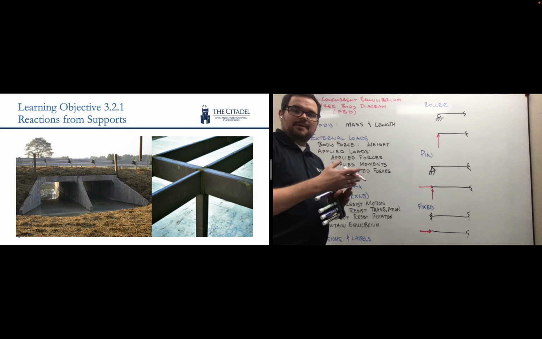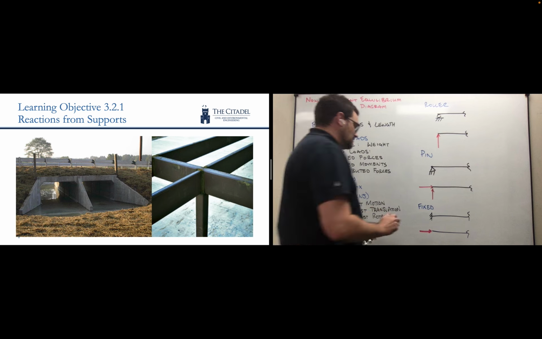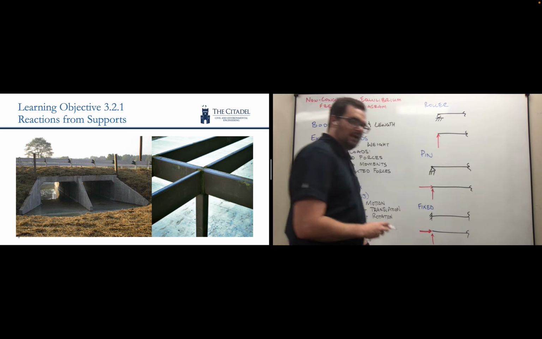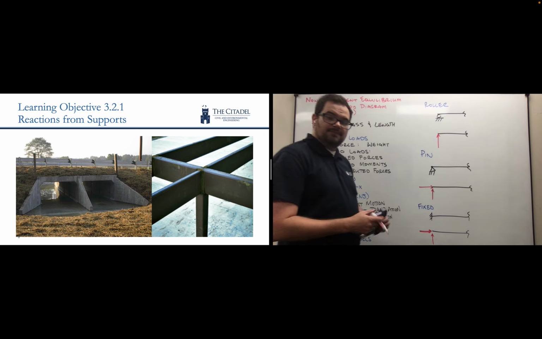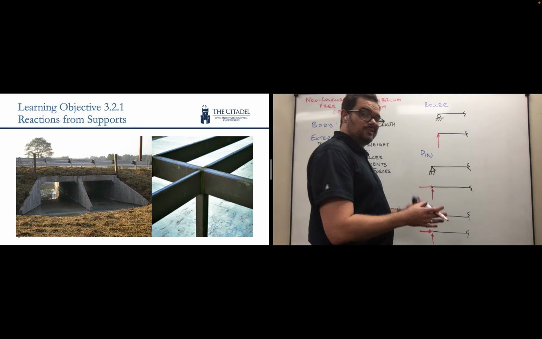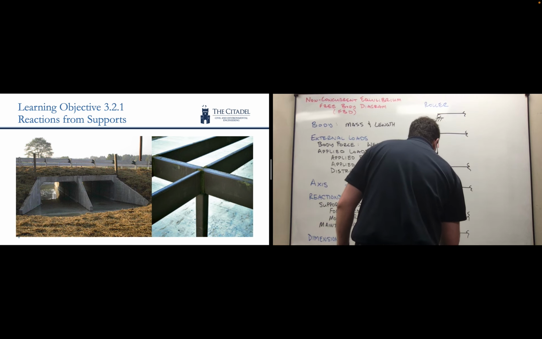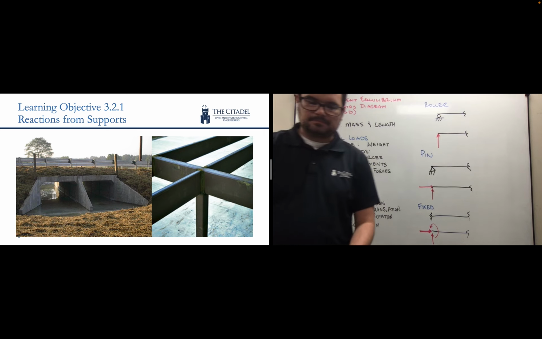Does it resist translation up and down? If I try to lift that slab up and down, does that wall connection hold it in place? And the answer is yes, it resists translation up and down, which means I need a vertical force as well. So I'm going to have two forces. It's not going to translate at all. And then finally, does it resist rotation? So is it going to rotate? And the answer is no, it's locked in there, so it's not going to rotate, which means that we're going to have a third reaction, a moment reaction.